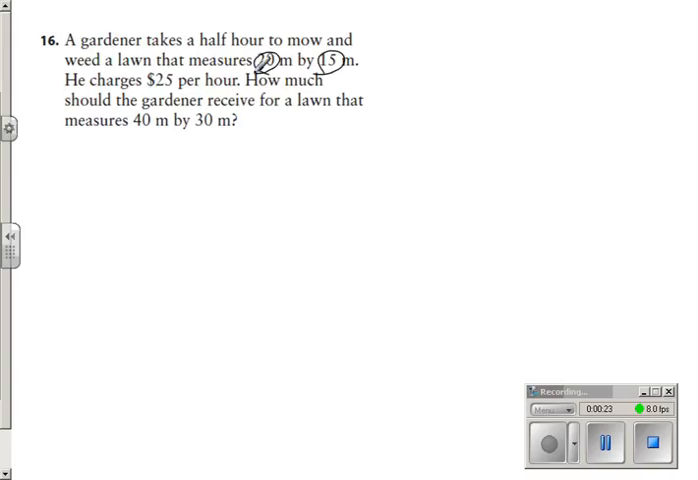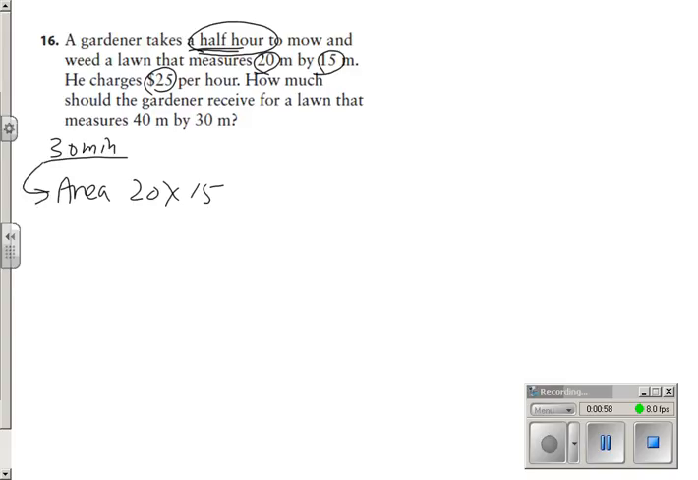What we have to assume is, we have a half hour here and we have this here. So we have to figure out what rate he is using to calculate how fast he mows a lawn. What we have to understand is that the area of the lawn is going to be the determiner for how long he actually mows. So if in a half hour he gets to mow an area of 20 by 15, it takes him 30 minutes to mow a lawn of this much. So how much is this?